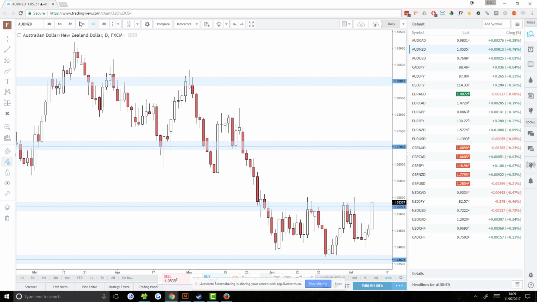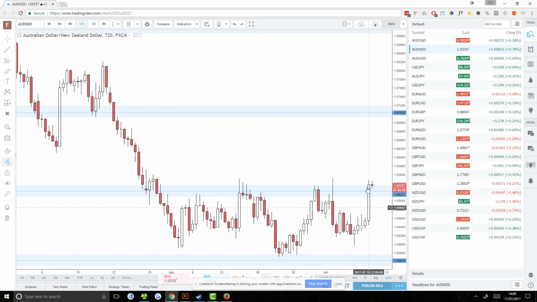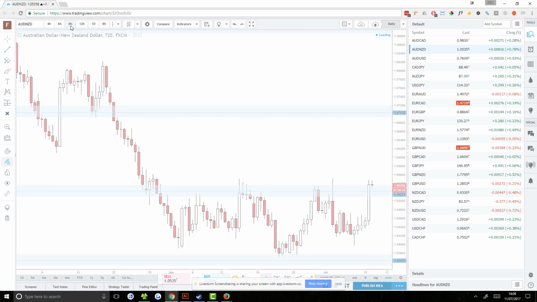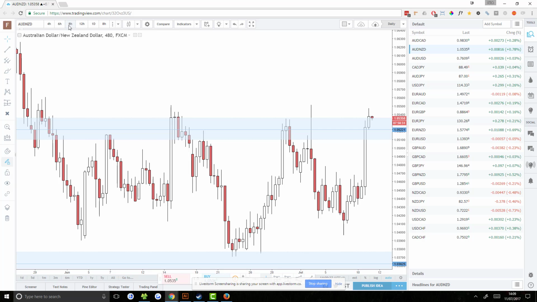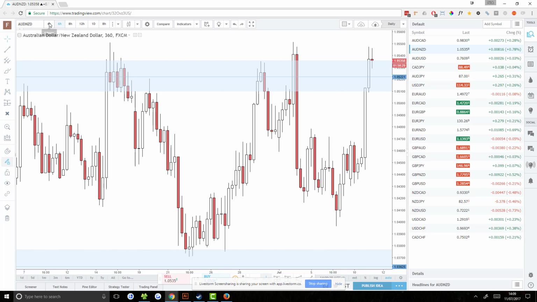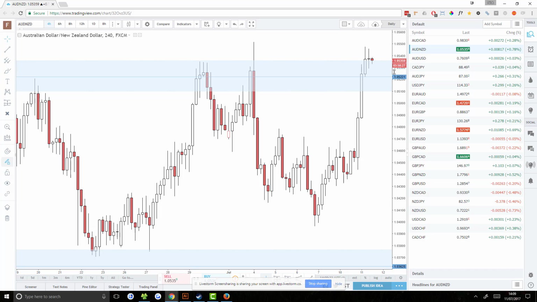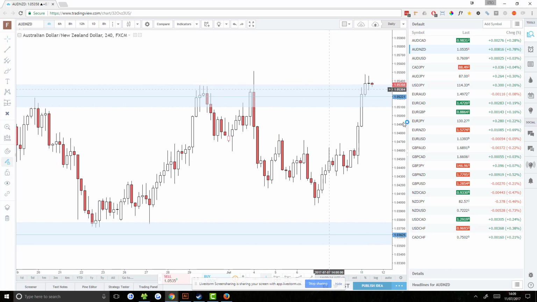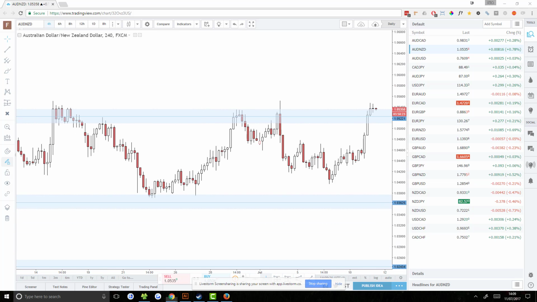All right, AUD New Zealand, it's just ranging in between these two support resistance areas, but it looks like this push up might actually be the one that's going to break. I don't know. There's potential here for a short trade, but honestly, I'm not liking it. I'll tell you why I'm not liking it.